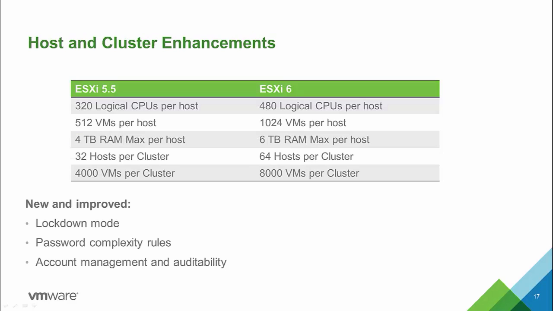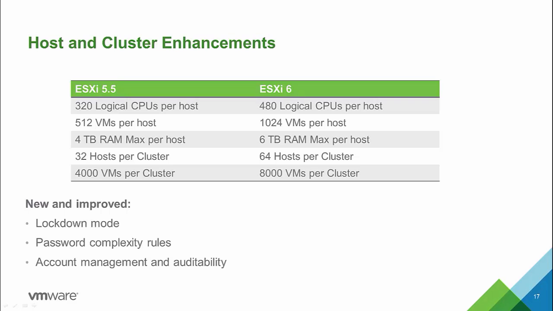Now we're going to talk about the enhancements to hosts and clusters, so to the maximums that ESXi 6 offers compared to ESXi 5. As we can see, there is a big improvement here as well. In ESXi 5 we could support up to 320 logical CPUs per host. In ESXi 6 we can support up to 480 logical CPUs per host. In ESXi 5 we could have up to 512 VMs per host. And in ESXi 6 we can have up to 1024 VMs per host.